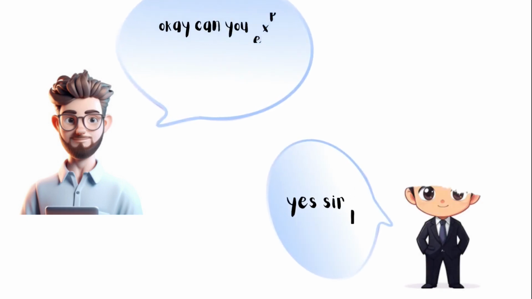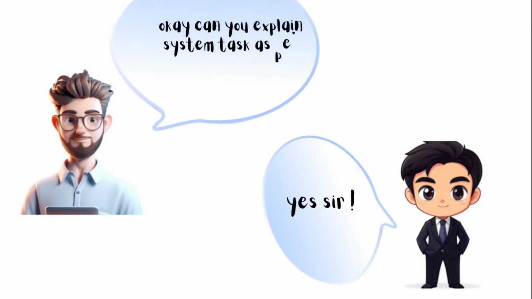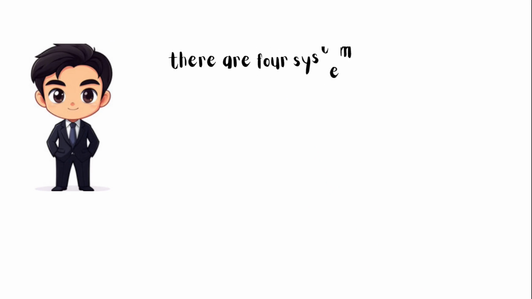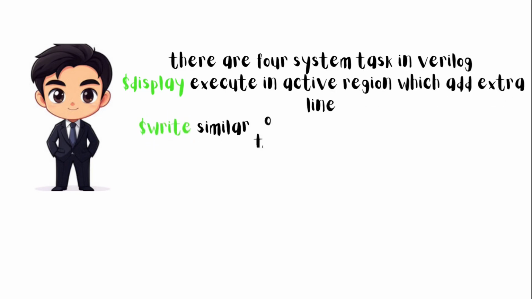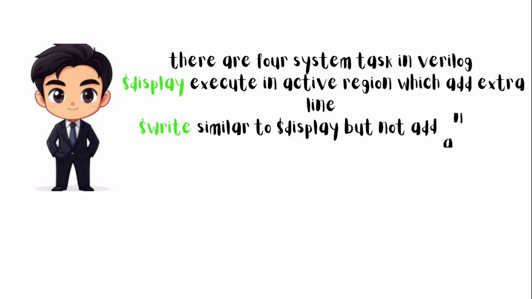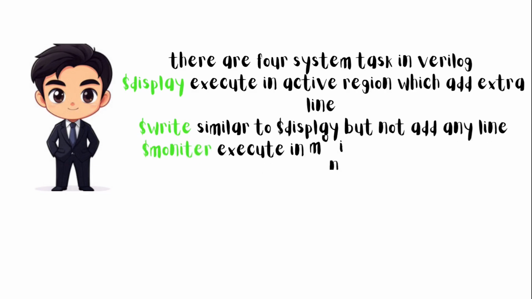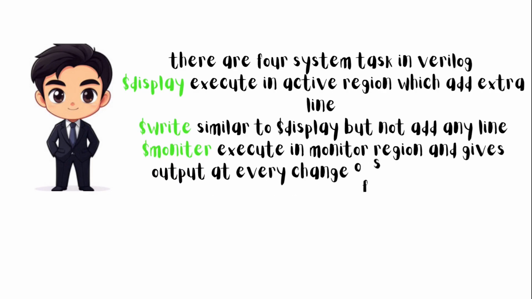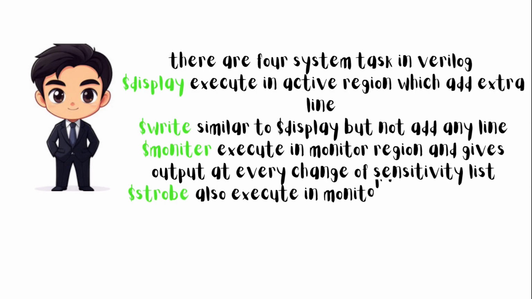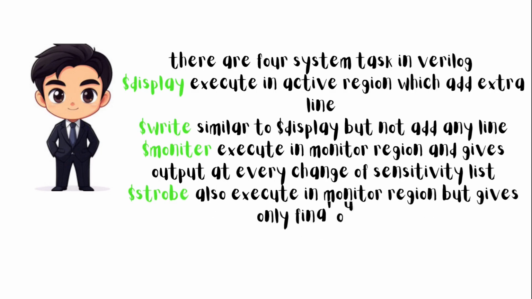Okay, can you explain system tasks as per event region? There are 4 system tasks in Verilog. $display is used to display the statement, executes in the active region, and adds an extra line. $write is similar to $display, but does not add an extra line in the terminal. $monitor executes in the monitor region and gives output whenever there is a change in the sensitivity list. And finally, $strobe also executes in the postponed region but gives only the final output.